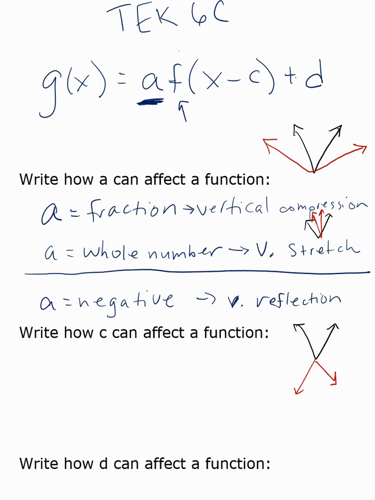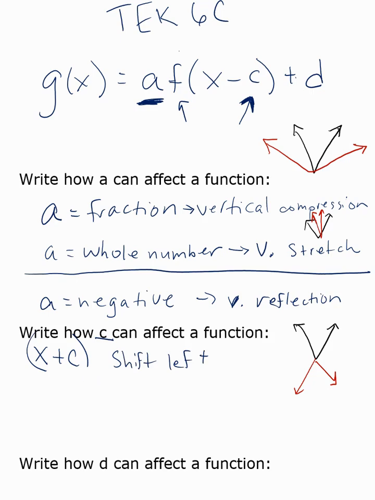Okay, let's talk about how C can affect the function. For C, you're going to look right here behind the x inside the function. If you'll notice, there's a negative sign in there. What that negative sign does is it makes everything the opposite of what makes sense in your function. So if you see a positive C, like an x plus c inside the parentheses, that function is going to shift to the left, whatever this number is.